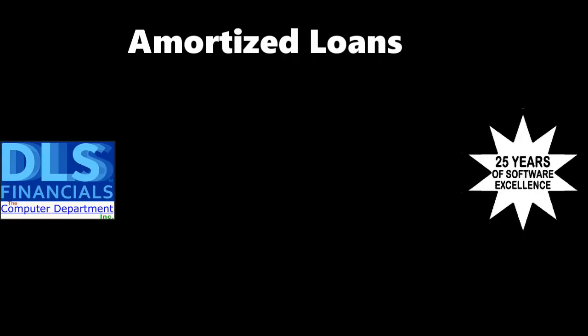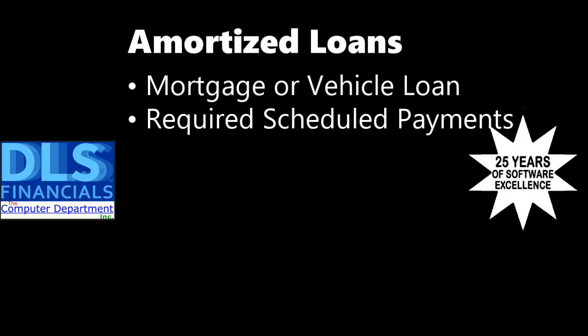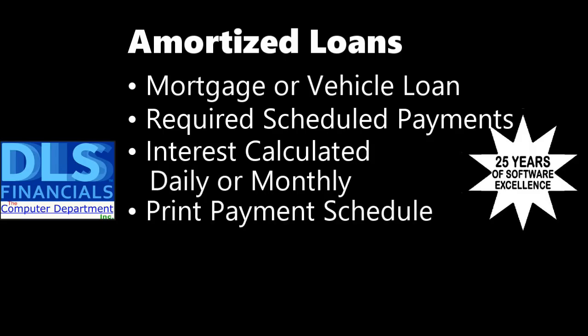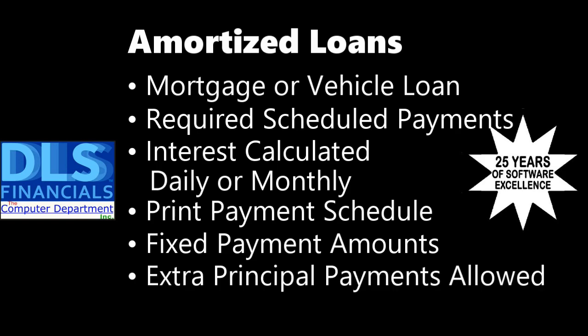The next loan type is amortized loans. This is more like a mortgage or car loan, where there is a schedule of the principal and the interest that is computed into the schedule that you give them. They are to pay the same amount each period, and the interest accumulated will be what is shown in the schedule. Extra principal can be made to the loan at any time.